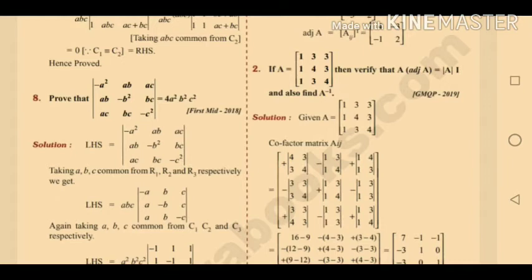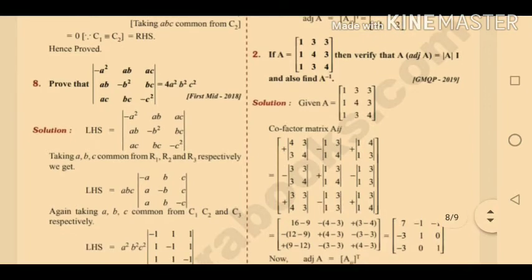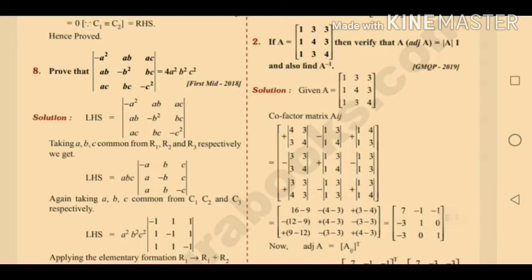Listen here. The question says A into adjoint of A, so we have to find the adjoint of A. Then determinant of A into I, that is, find the value of the determinant of A, then multiply it by I. I means identity matrix, 1 0 0, 0 1 0, 0 0 1. After that find A inverse. A inverse means you have to find the determinant of A and adjoint of A, and apply the formula.